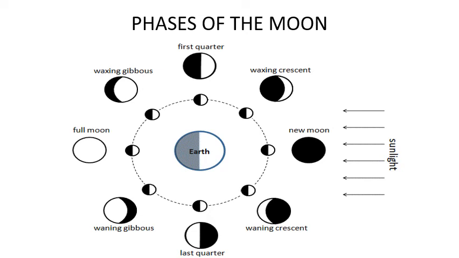Also, when the dark hemisphere of the moon faces the Earth, we call it a new moon night or Amavasya. When the bright hemisphere of the moon faces us, we call it a full moon night or Purnima.